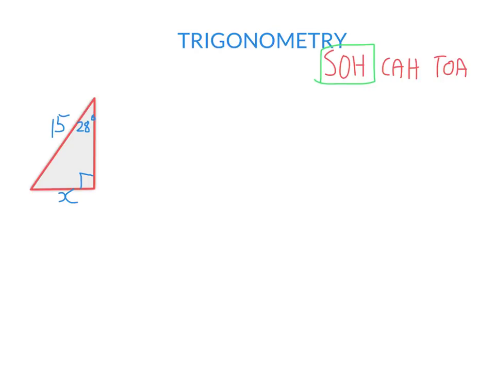So I set up my equation like this. Sine of the angle equals, now because O is listed first in SOHCAHTOA, that goes on top. So the opposite goes on top and the hypotenuse on the bottom.